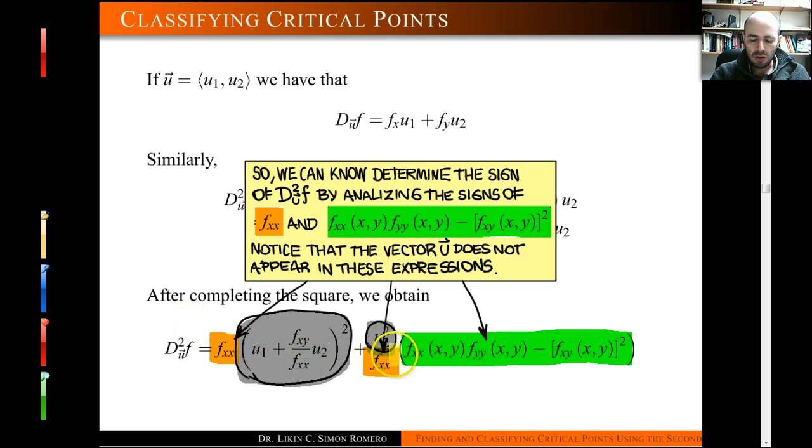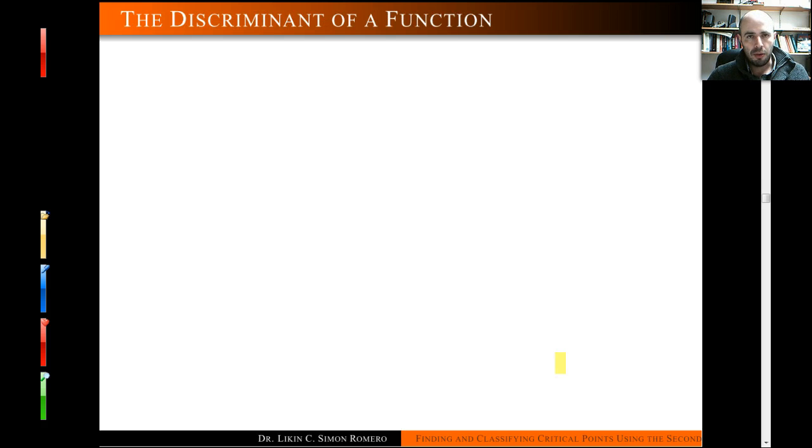Notice that in those expressions that I have in color, you don't have the vector u, and that's important, because then we can say that if the orange expression and the green expression have certain signs, the directional derivative is going to be always positive or always negative, no matter what direction we are taking. And that's what we want. We want to determine the concavity in all the directions.